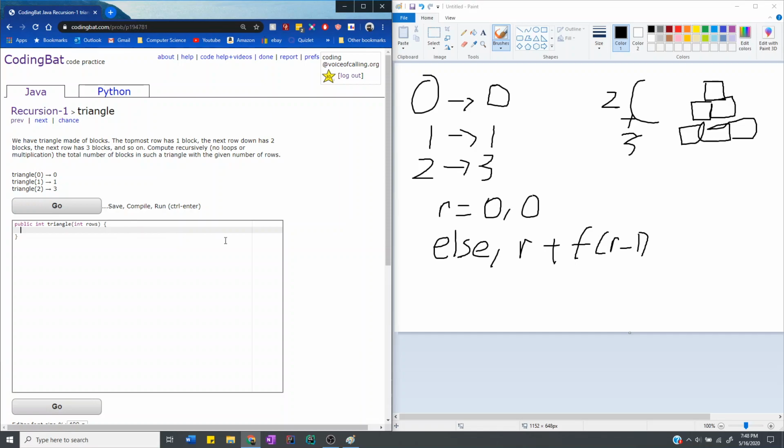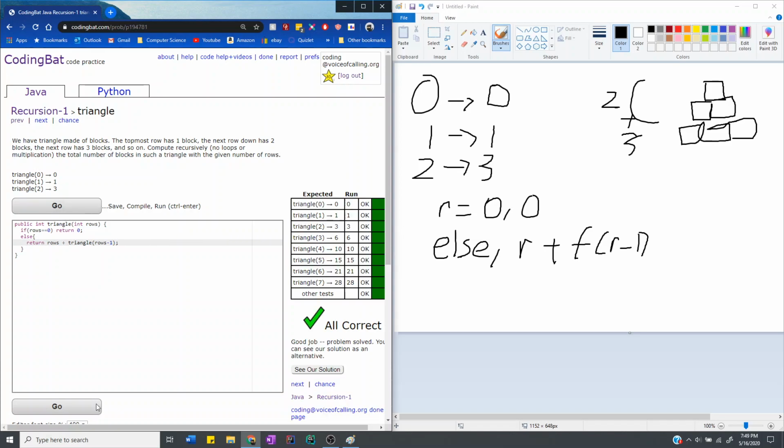So let's go with that. If rows equals 0, then as we said, we return 0, else we return r, which is rows, which is how many blocks there are in that row, plus triangle of rows minus 1, which is the size above it. And as you can see, that works.